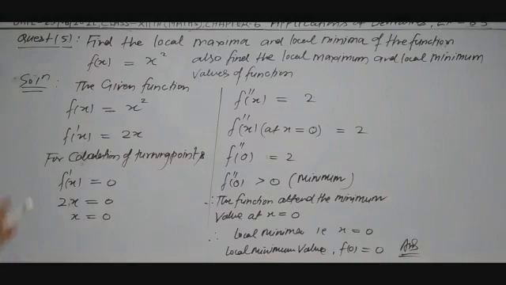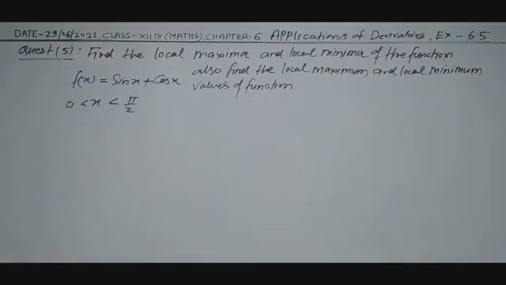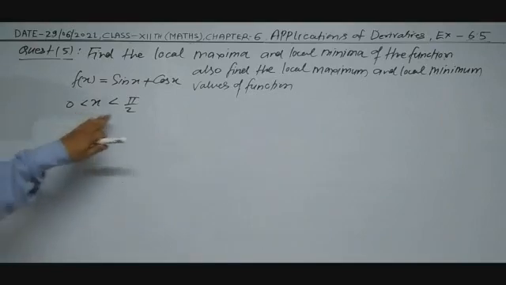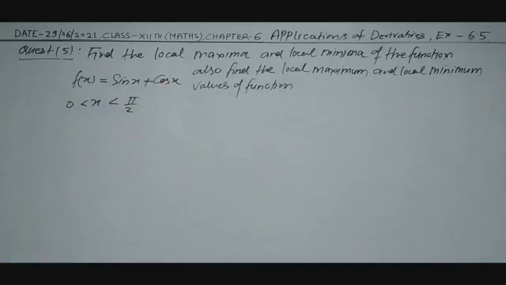So now this is completed. Now come to the next question. Question number 5 is, find the local maxima and local minima of the function f(x) is equal to sin x plus cos x such that x is greater than 0 and less than pi by 2. Also find the local maximum and local minimum values of the function.